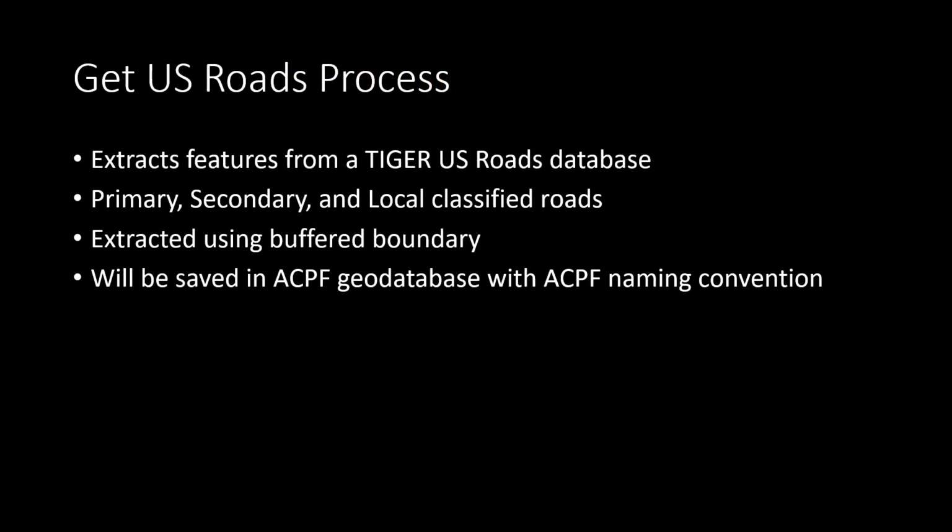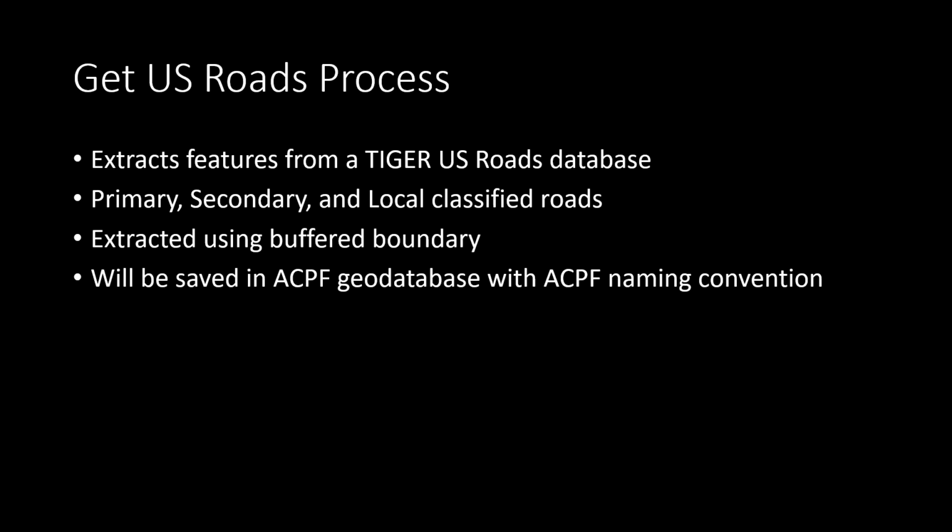Roads. The Get U.S. Roads tool allows ACPF users to add local roads data to the traditional ACPF HUC12 database structure. The tool will extract features from a Tiger U.S. Roads web service for primary, secondary, and local classified roads, and modify it to work within the ACPF processing framework for the selected watershed. These features may be used as constraining features in the Nutrient Removal Wetlands tool and the Farm Ponds tool. The roads data will be extracted to the boundaries of the Input Buffered Boundary feature class.